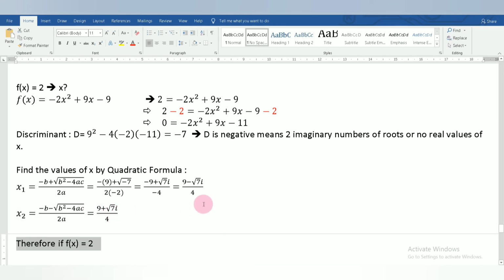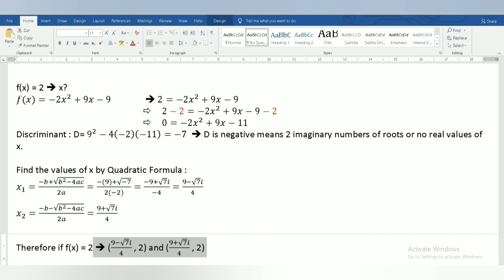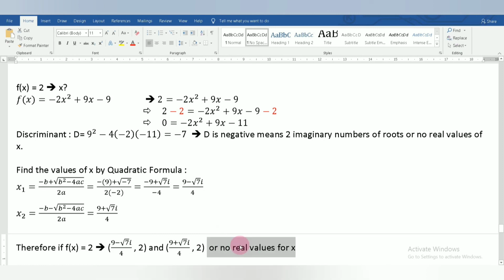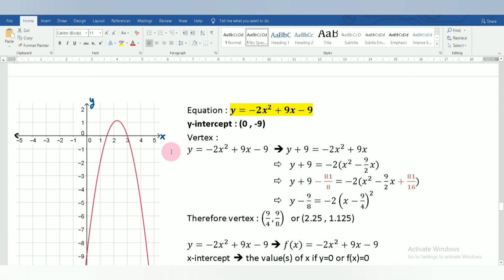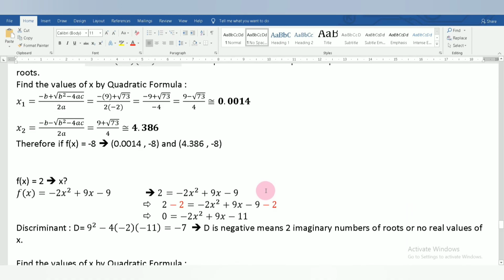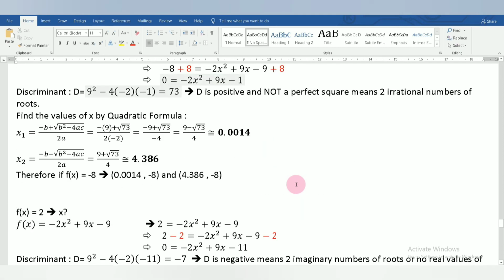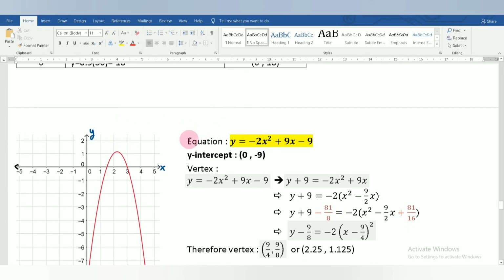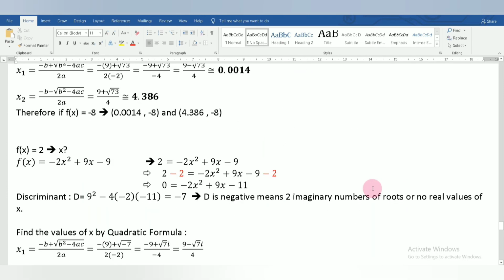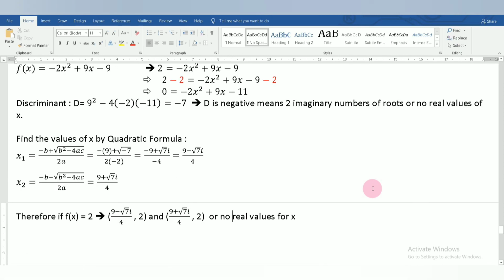Therefore, if f(x) equals 0, or y equals 0, the values of x are imaginary numbers like this. Or you can say that there are no real values for x, since the graph itself shows no real values. So it depends on the instruction and on the objective. Do you really must find the values in imaginary numbers? Or do you just want to check whether there are values of x, or whether the graph still exists at a certain value of y? It depends on the objective. But I hope that you know how to use the discriminant, and how to find the value of x when you specify the value of y.